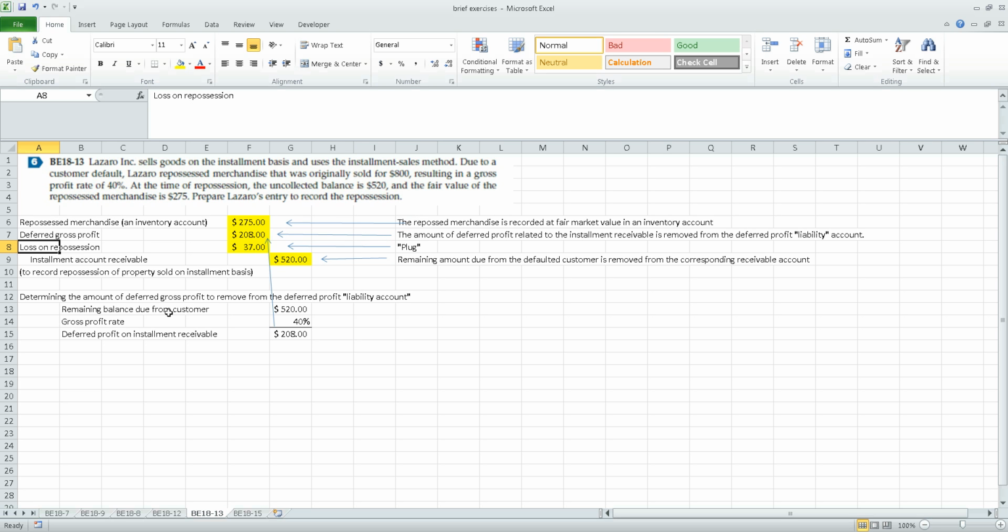In this case, 520 minus 208 is the net carrying amount of the installment receivable. The fair value of the merchandise that we repossessed was 275, and the difference between those two amounts is the loss on the repossession, which is $37.